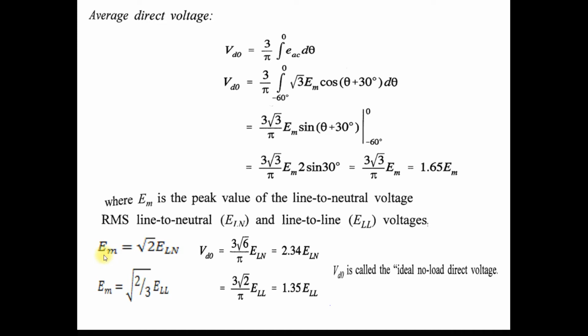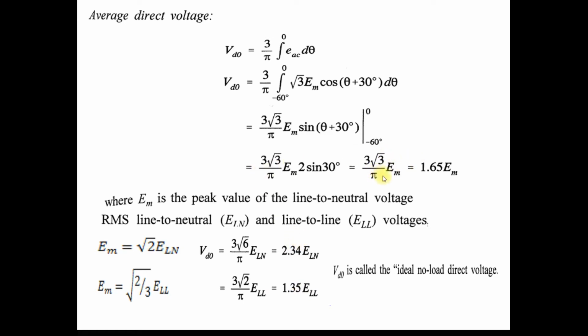Here you can see the relation between peak and RMS value. Peak is equal to root 2 times RMS. So you can replace this EM by root 2 times the line to neutral voltage. When you multiply by root 2 here, it becomes root 2 multiplied by root 3, so it is root 6. So 3 root 6 by pi into ELN. Or in the same way you can also write it in terms of line to line voltage. We know the relationship between line to line voltage and line to neutral voltage. Based on that, the equation becomes 3 root 2 divided by pi into the line to line voltage. Clear? So this is the mathematical derivation of average direct voltage.